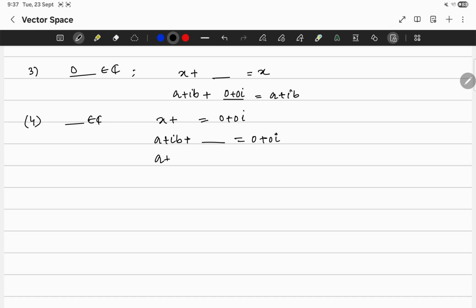So a plus iota b, if you add it with minus a minus iota b, you will get 0, because a minus a is 0 and iota b minus iota b is 0, so that is minus x. Fifth property, x plus y.